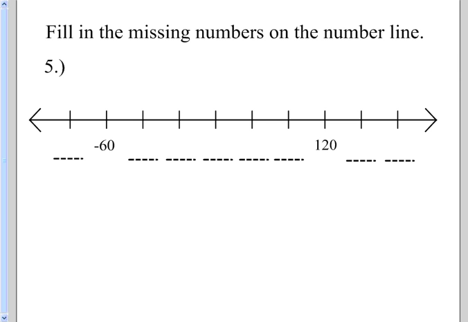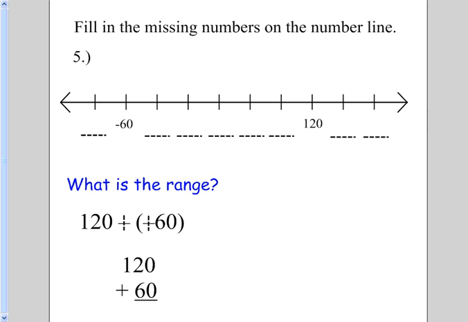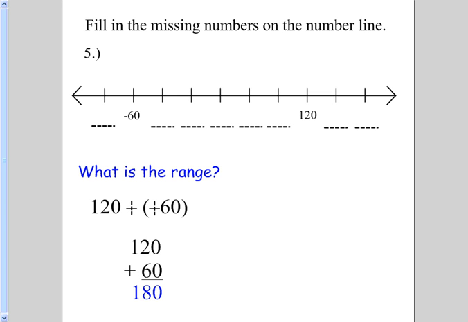All right, let's begin by finding the range. What is the range? The range we find by taking the larger number, 120, and subtracting the smaller number. And we've been using the strategy here recently when we have integers, positive and negative numbers, where we're subtracting to change those into equivalent addition problems because they're just easier to solve. 120 minus negative 60 becomes 120 plus positive 60. We change both the operation sign and the sign of the second number, and now it's an easy problem to solve. 120 plus 60 equals 180.